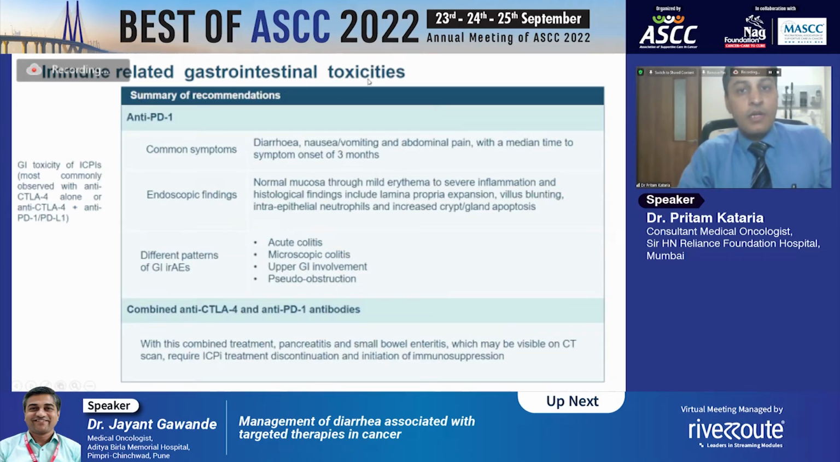So these are the immune-related gastroenteritis with the anti-PD-1. The common symptoms I've enumerated before. The endoscopic findings will be normal mucosa with mild erythema. There are different patterns of the GI toxicities like acute colitis, microscopic colitis, upper GI involvement, and pseudo obstruction. With anti-CTLA4, we can additionally have pancreatitis and small bowel enteritis.